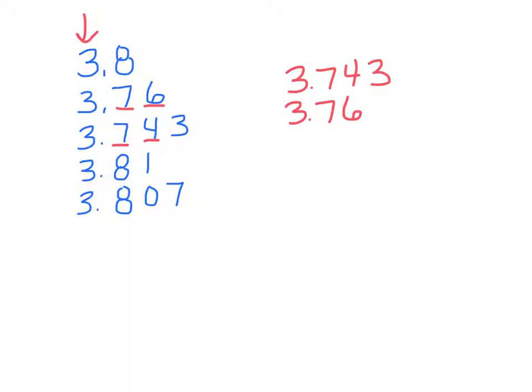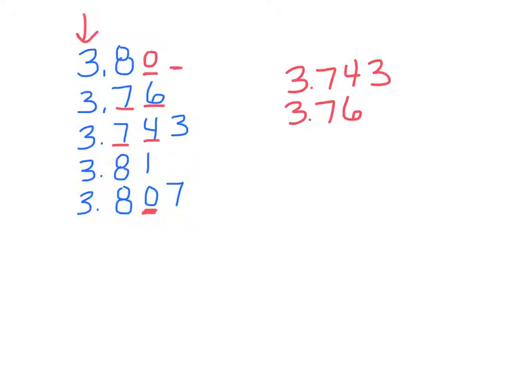After that, the other numbers that I have all have 8 in the tenths place. So I need to now look at their hundredths place. The 3.8 doesn't have anything listed here, so there's an understood 0. And the 3.807 also has a 0 in the hundredths place. So now I need to go to the thousandths place.